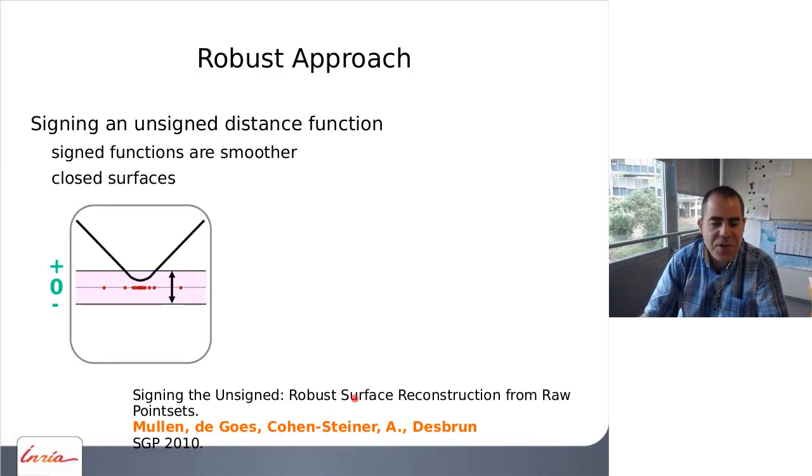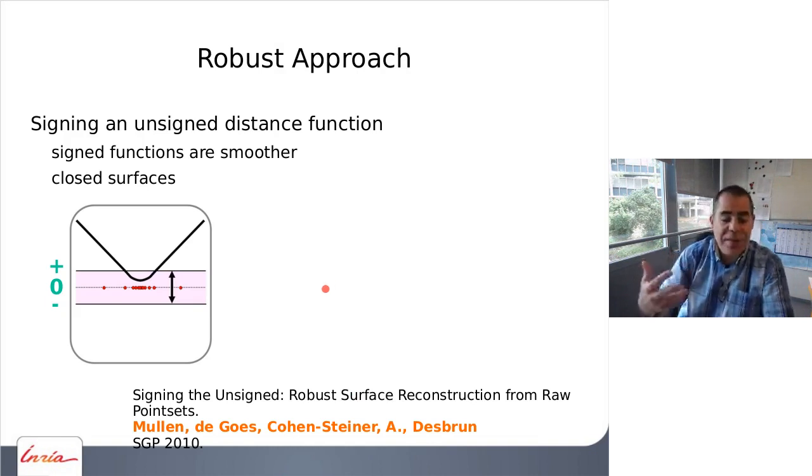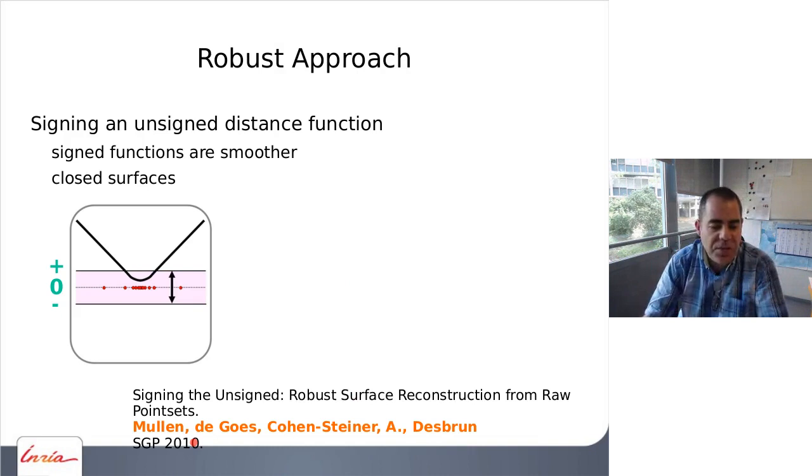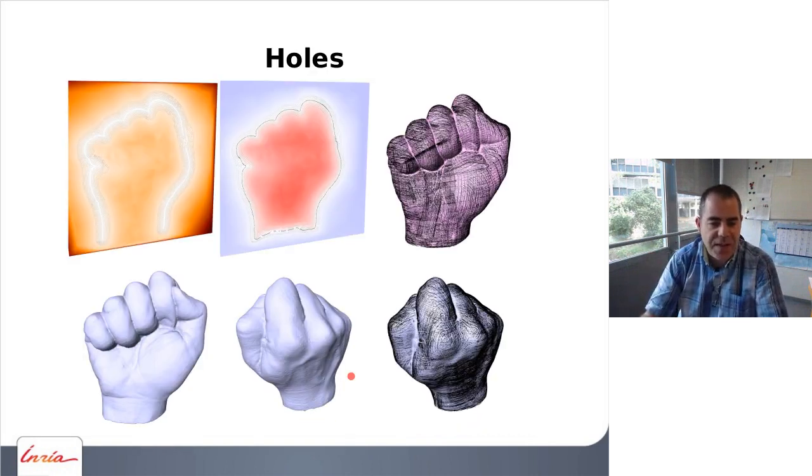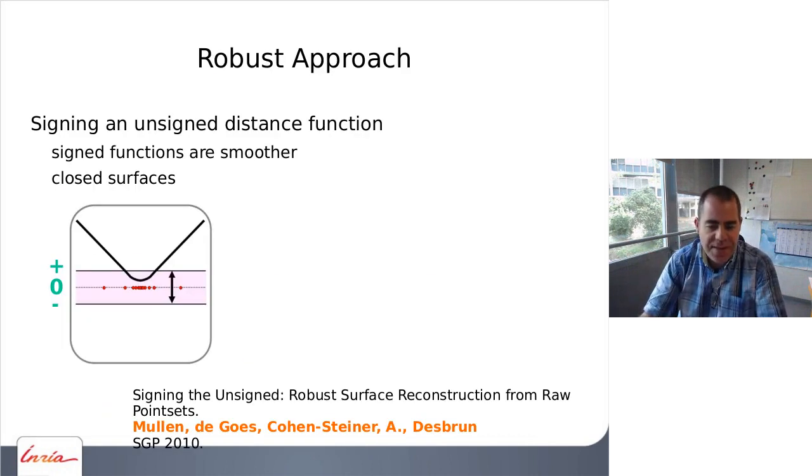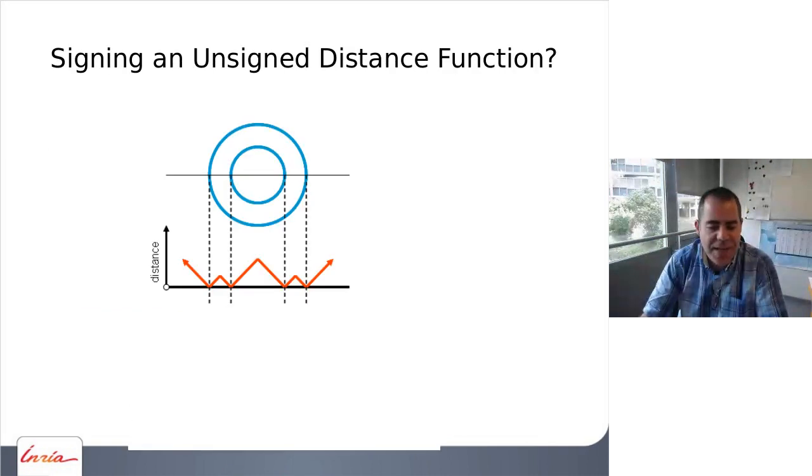Now, this is a robust approach we took that was published at SGP 2010, Symposium on Geometry Processing. It's called Signing the Unsigned, because we assume that signed functions are smoother and we want to reconstruct closed surfaces. Therefore, what we want to do is simply to sign this distance, okay?